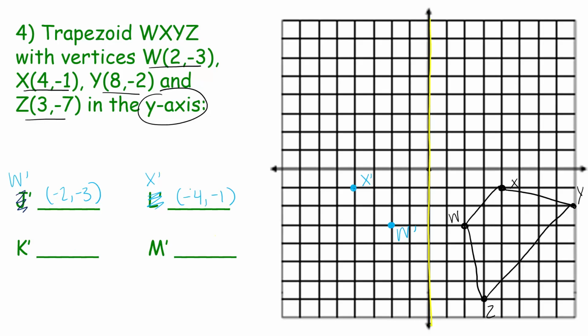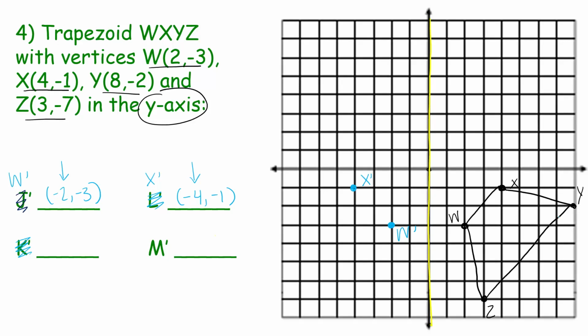Okay. Let's start comparing. So W was 2, -3. W prime was -2, -3. The only thing that changed was that X value, right? It changed from a +2 to a -2. X went from 4, -1 to -4, -1. Again, the 4 just became negative. All right, we're starting to see a pattern here.